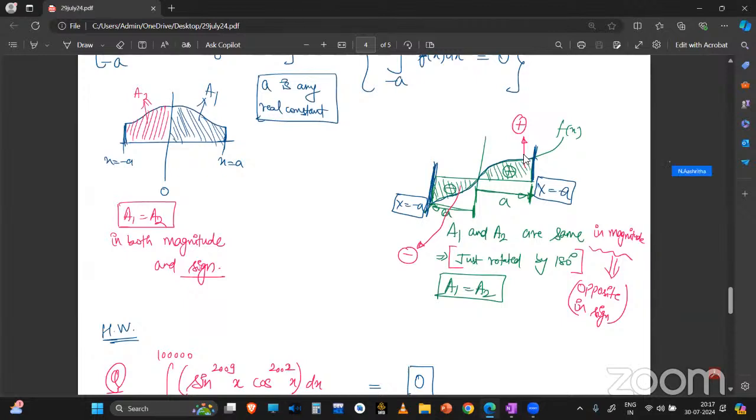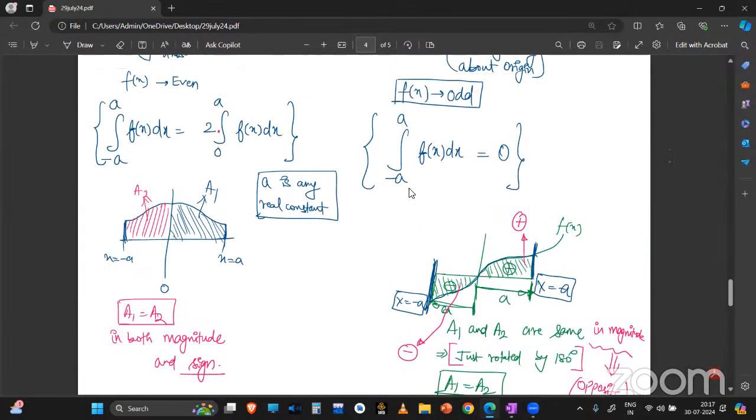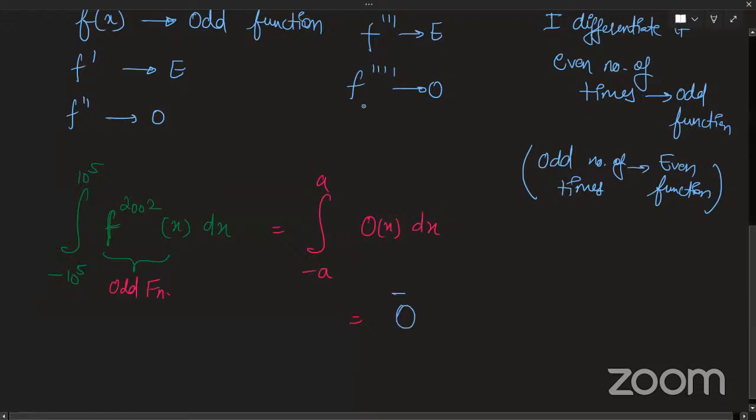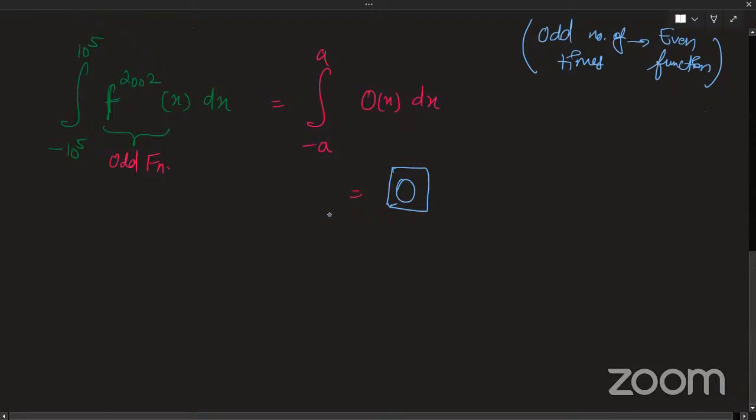So now you know that if you have an odd function and you are taking the integration from minus a to a, what will be its answer? You have an odd function. 0. Okay, correct. So this is your final answer, 0. And you know the reason? Okay, great.